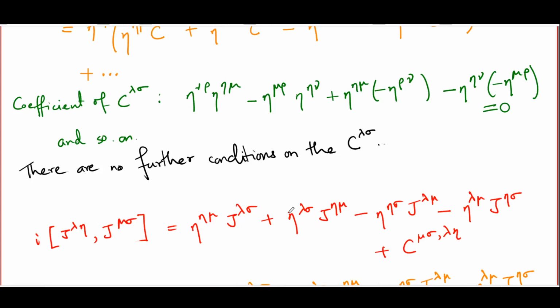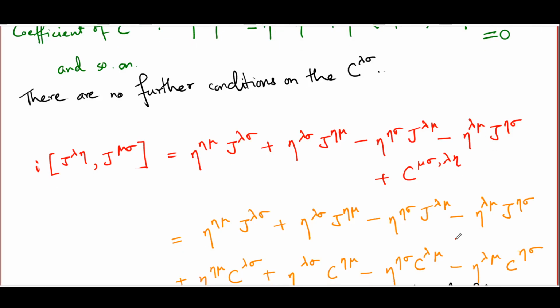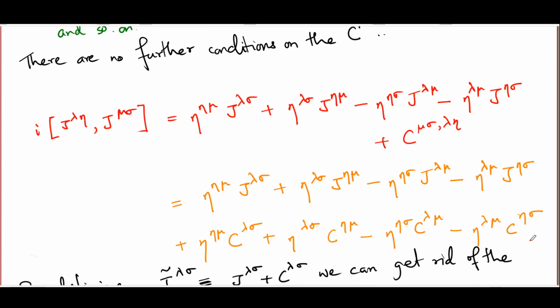Now, if you take this C mu sigma comma lambda eta and replace it by the constraint that we have just found out, in terms of this double index C's, you are going to get this. And note that now each one of the terms in the upper row has a corresponding term with the same sign, same coefficient eta in the lower row. And that means you can just club them together.